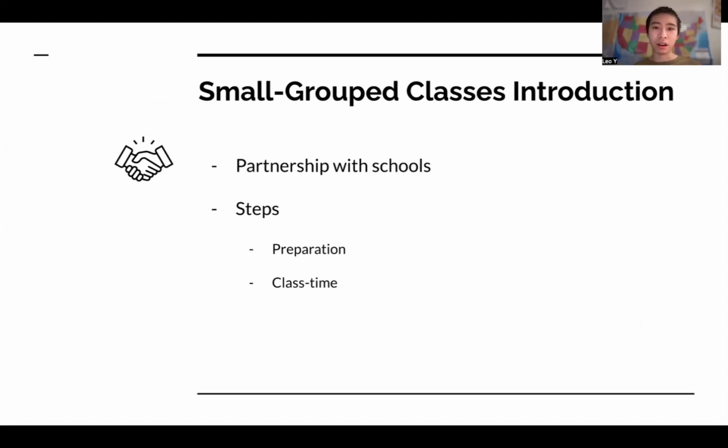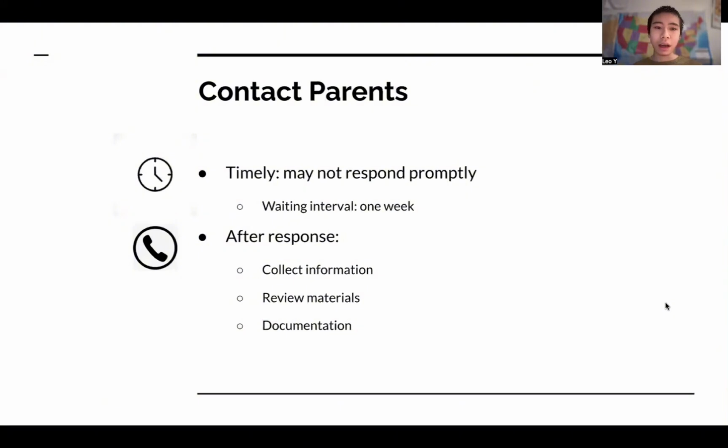Technically, there is also a third part of what you do after the class, but that just goes into preparation for the next class. The first step is, of course, to contact the parents you're working with in order to tutor their child. Just some things to keep in mind. Firstly, they may not respond promptly. In my personal experience, the normal waiting time would be about a week before they actually respond to you. Anything that doesn't exceed 1 week would be considered normal waiting time.